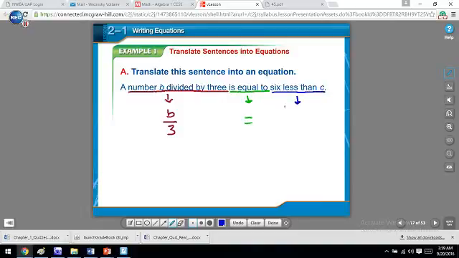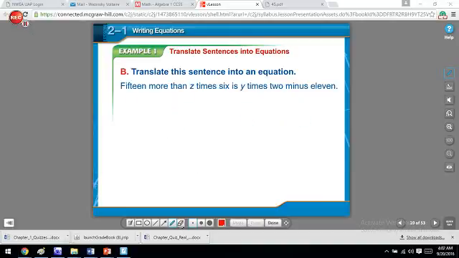So we're translating this phrase as 6 less than c. That means whatever c is, we have to subtract 6 from it, because of the words "less than." So if we put it all together, our equation is b divided by 3 is equal to c minus 6.